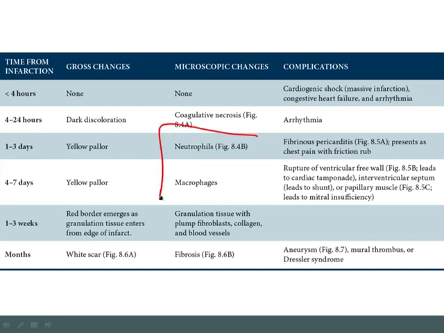Now, just focusing on these two, the key gross change will be that you have white blood cells within the myocardium. And the white blood cells within the myocardium will result in a yellow pallor. So during this entire inflammatory phase, the gross change will be yellow pallor. Now, the key complications based on this microscopic change will be dependent on what cell is there. So, for example, when the neutrophils are there, the main complication is going to be fibrinous pericarditis.